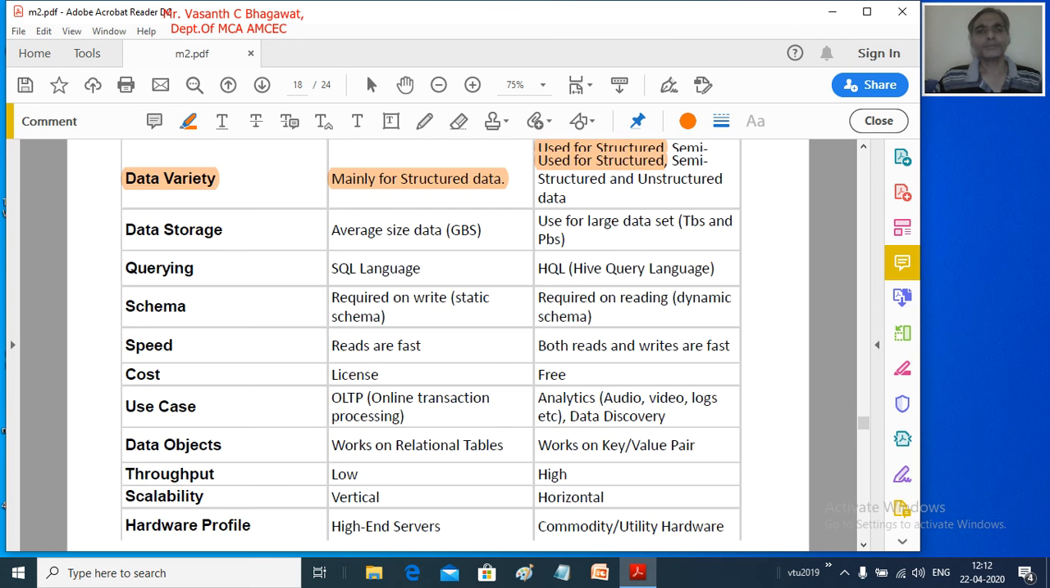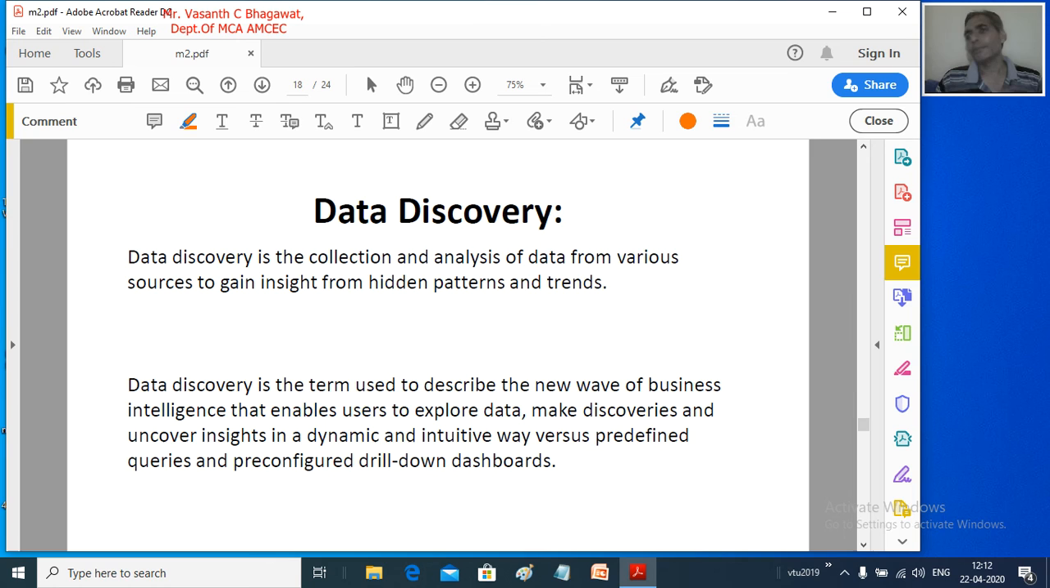Okay, next we'll go to another important concept in industry, which is called data discovery. Usually the organizations or the industry were working on one technique called business intelligence, wherein you take the data and analyze that particular data. Traditionally that is what was happening, but now they are moving from business intelligence to data discovery.